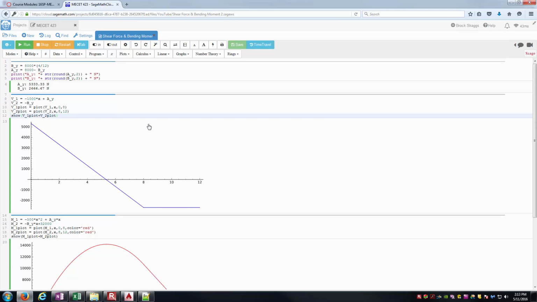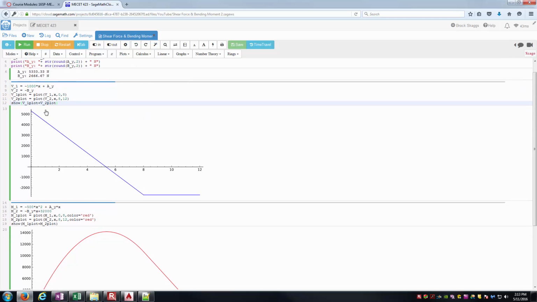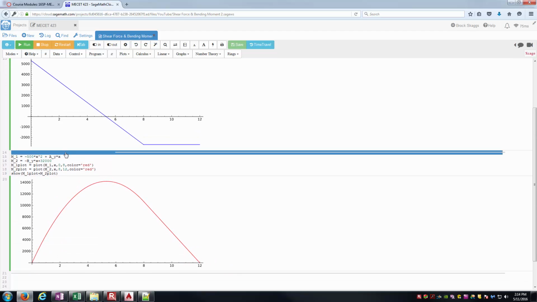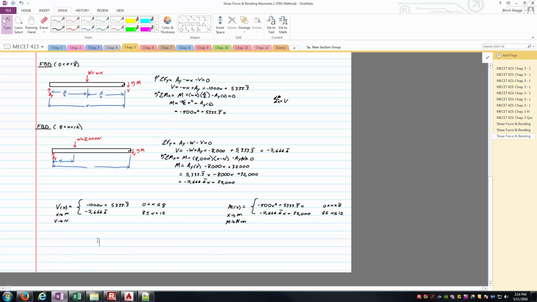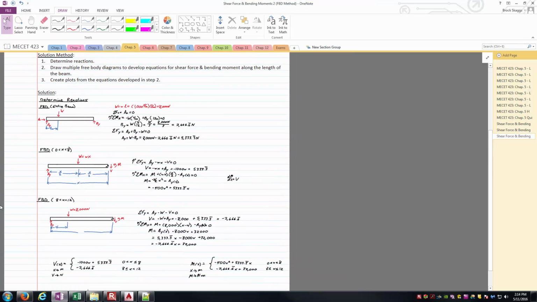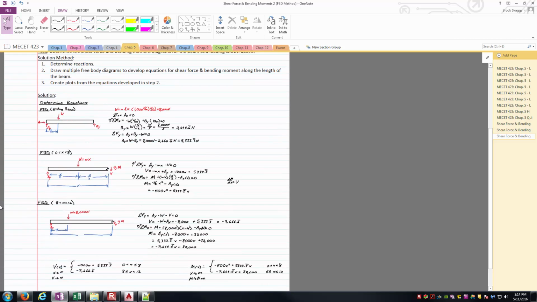Wolfram, not Wolfram, but Sage. And so here in blue is the shear force, which should be the equations that we just talked about here. I've got V1 and V2, and here is M1 and M2, and the red graph is my bending moment as a function of the position along the length of the beam. And so that completes what we're after for this problem.